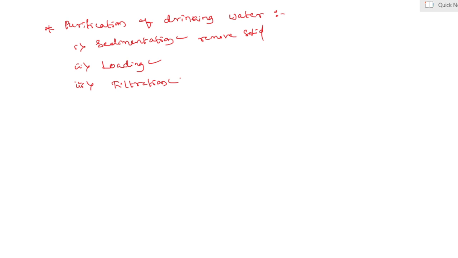Here, what happens in the filtration process? Three layers are present in the filtration tank. The first one is coarse gravel.